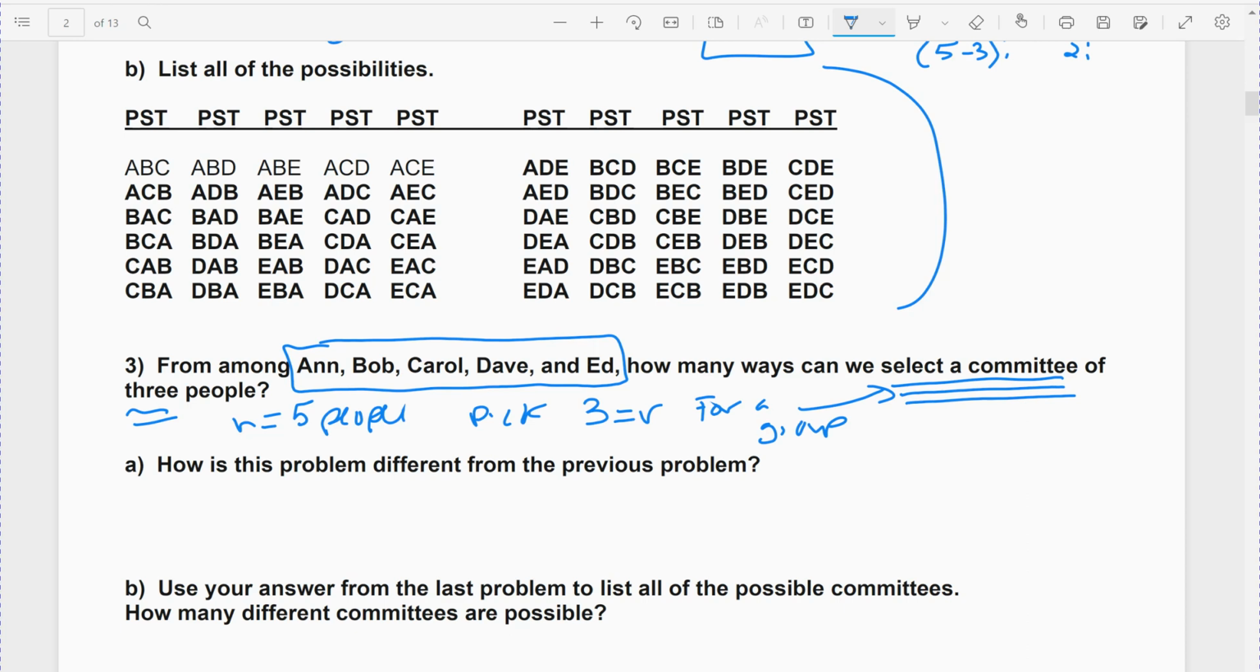There's no order to it. If Ann, Bob, and Carol are picked for the committee, they're on the committee. If they're picked in that order, they're on the committee. So if I have Ann, Bob, and Carol, that's the exact same thing as if I picked Carol, Bob, and Ann, right? It doesn't matter what order I picked them in. Those 3 people are on my committee, right? There's no difference in the committee because there's no rank involved. There's no first, second, and third place. It's just a group of people. So this is just a group where order is not important.